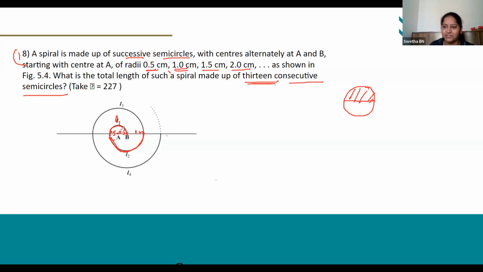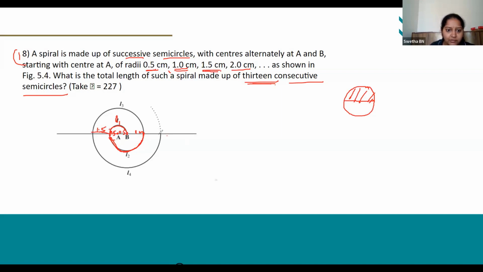For the next, which is the center? Alternately A and B, children. Now we have taken B, no? So for the next semicircle, A will be the center. See, if you're not understanding, you should ask me. For the first semicircle, A is the center. Radius is 0.5. For the second semicircle, B is the center and 1 is the radius. And for the third semicircle, if you take A as center, this is 1 and this is 0.5. So it becomes 1.5 right now. So from here to here, it is 1.5. What is the third radius? 1.5.